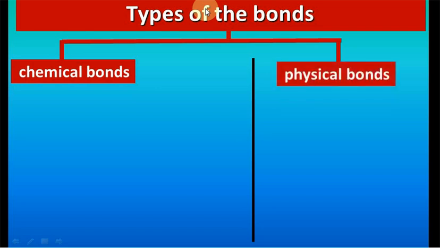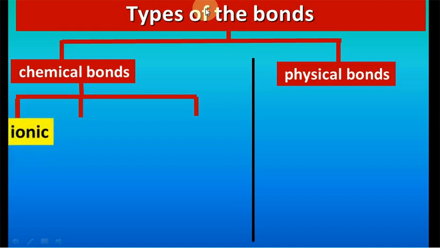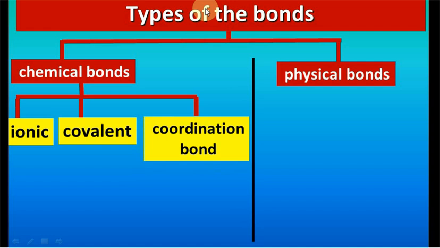Chemical bonds are of three types. We have studied the ionic bond, very good, the covalent bond, and the coordination bond. We have said that ionic bonds are formed by gaining or losing electrons between a metal and a non-metal, and covalent bonds are formed by sharing electrons between atoms.